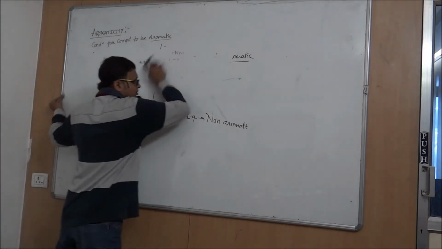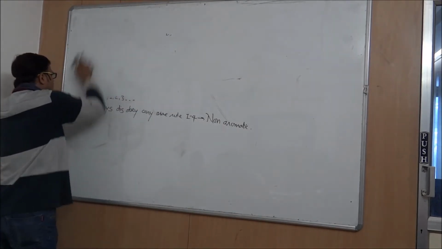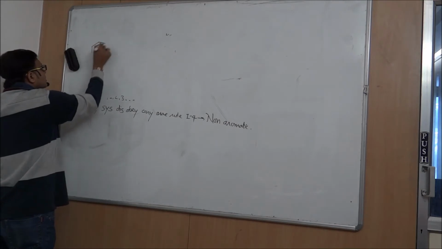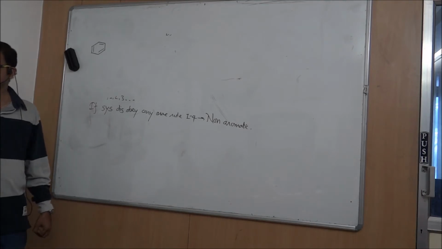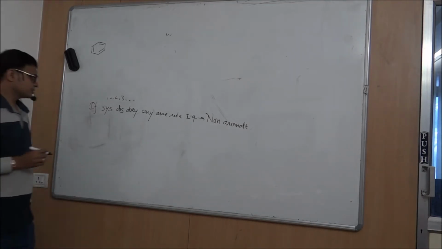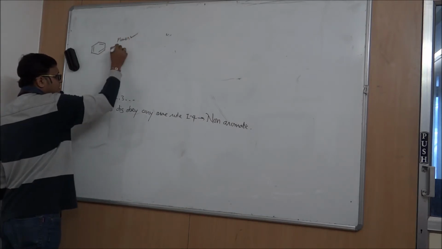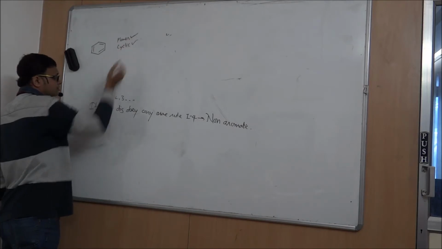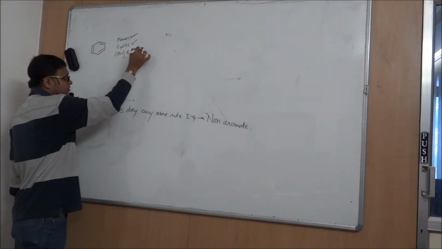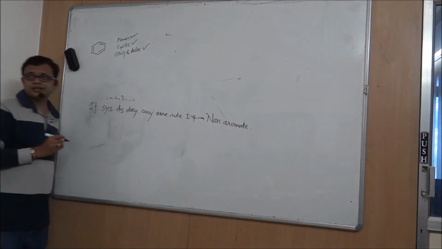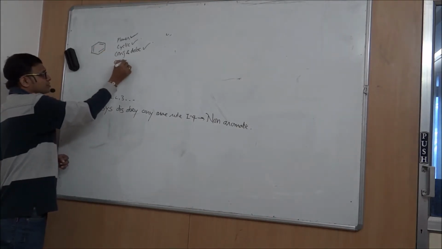So, a very simple system, all of you know. Whether it is planar, yes; cyclic, yes; continuous conjugation and delocalization, yes. And what about pi electrons? Number of pi electrons? 6. So it has 6 pi electrons.